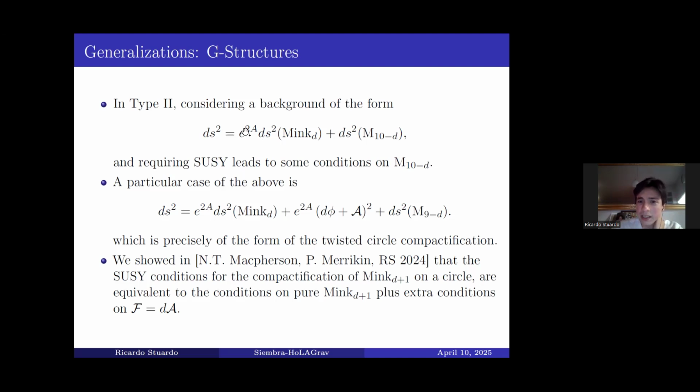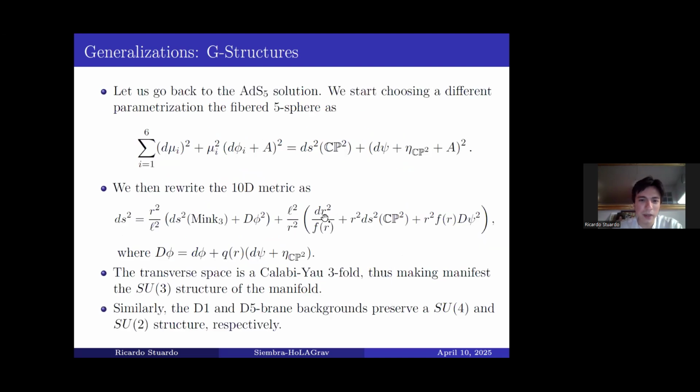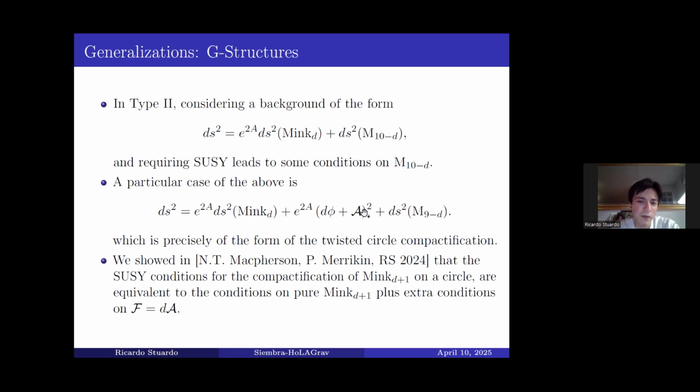So a particular case of this is when, again, the Minkowski D doesn't change, but you take out one direction of this internal space and you make it a circle. And if you notice, this is exactly of the same form as what we had before. So we had Minkowski 3, some circle with a gauge field that is part of the internal manifold, and the rest. You have the Minkowski, the circle with a fiber, and the rest.